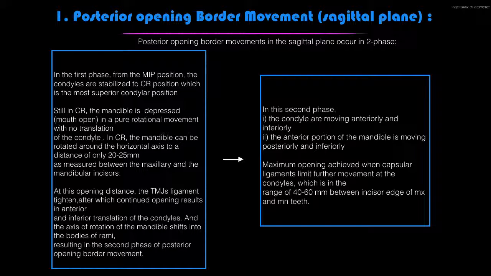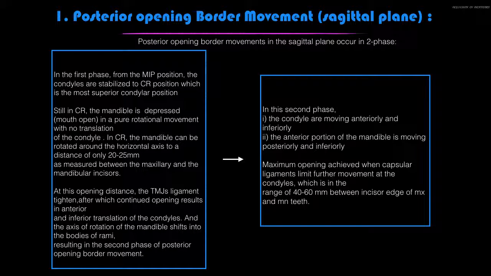This can only be to a distance of 20 to 25 mm as measured between the maxillary and the mandibular incisors. At this opening distance, the TMJ's ligaments tighten. With this tightening of the ligaments, continued opening results in anterior and inferior translation of the condyles. The axis of rotation of the mandible shifts into the bodies of the rami, resulting in the second phase of posterior opening border movement.